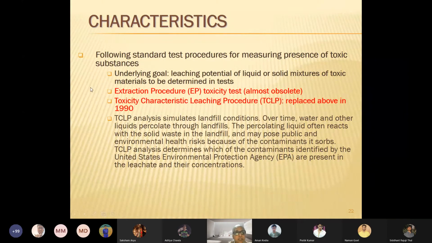Okay, there used to be an old procedure called the extraction procedure toxicity test. No one uses it anymore. And now we have the toxicity characteristic leaching procedure. In India, we are following the US in many of these things. And the TCLP is the US EPA's method for determining the toxicity of leachate coming out of landfills.